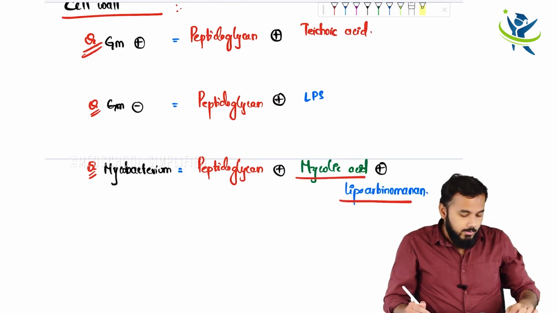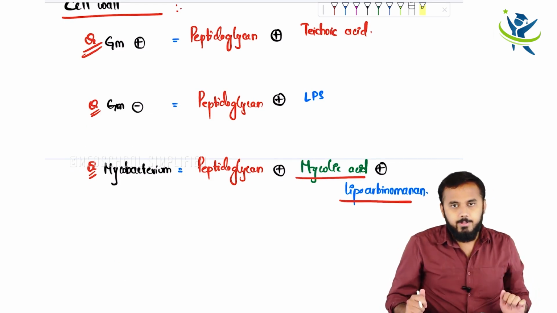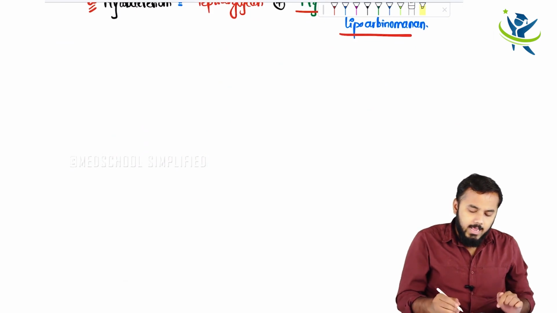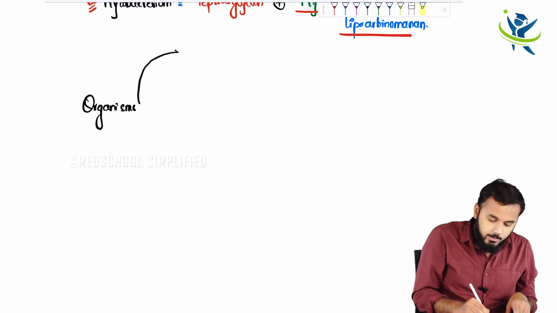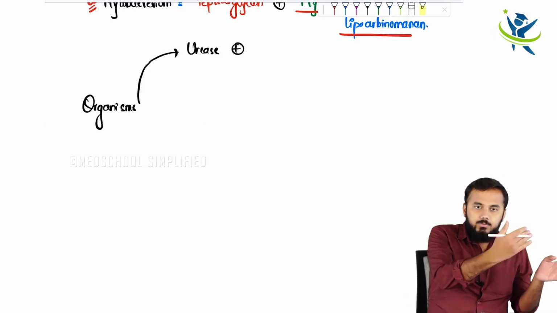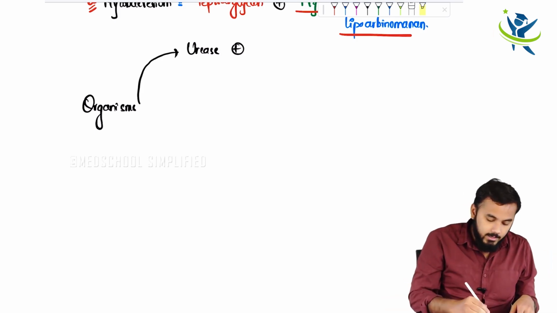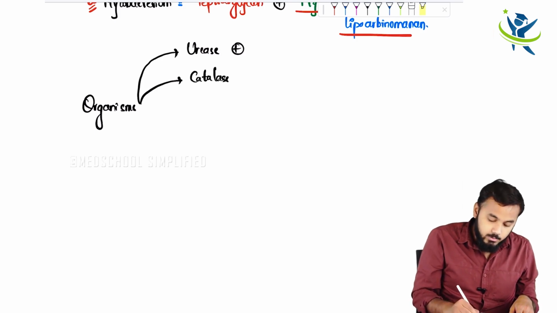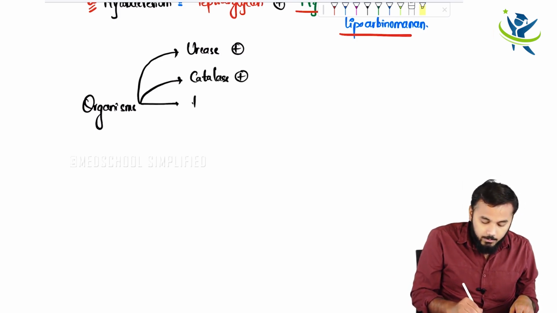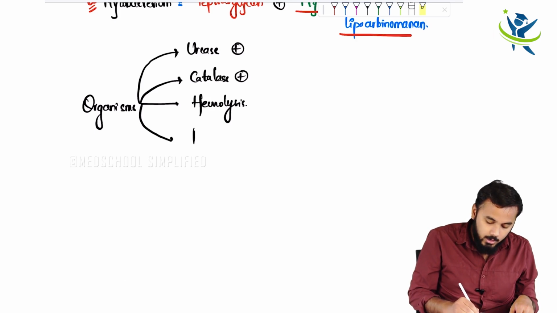Right? Now, we have discussed enough. Now, the last part will be that microorganisms are divided based upon urease. Organisms which release urease are called urease positive, otherwise urease negative. Next, organisms are divided based upon the catalase enzyme, catalase positivity. Organisms are divided based upon hemolysis, and organisms are divided based upon pigment production.